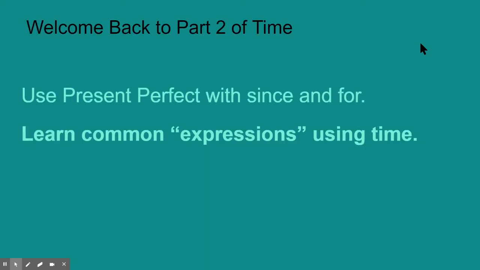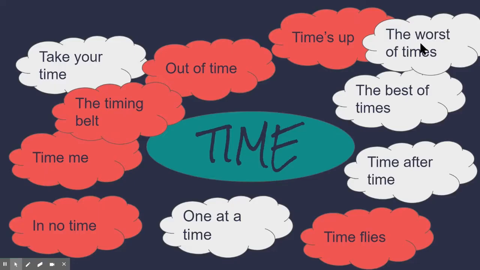All right, and welcome back to part 2 of time. We're going to continue to work with the present perfect with since and for and common expressions using time. There's a lot of these in English: time's up, out of time, the best of times, the worst of times, one at a time, time flies, spare time, all sorts of different ones, more than even on here. I think there's like 80, right? So we're just going to focus on a few of these.